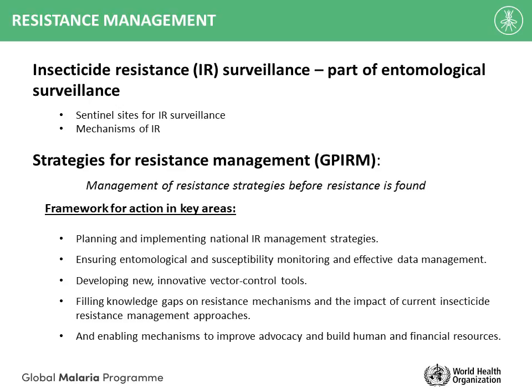In 2012, the Global Plan for Insecticide Resistance Management in Malaria Vectors, GPIRM, was launched and included a framework for action in 5 key areas. Those areas are planning and implementing national insecticide resistance management strategies, ensuring entomological and susceptibility monitoring and effective data management, developing new and innovative vector control tools, filling knowledge gaps on resistance mechanisms and the impact of current insecticide resistance management approaches, and enabling mechanisms to improve advocacy and build human and financial resources.